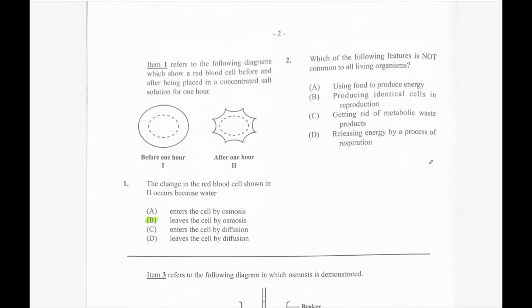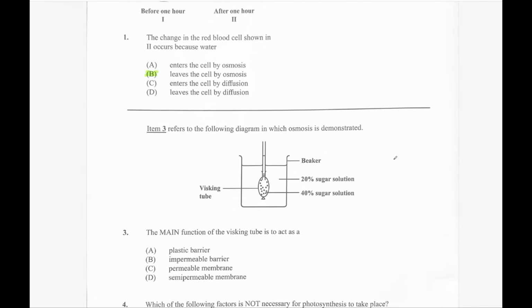Question 2. Which of the following features is not common to all living organisms? And that would be producing identical cells in reproduction. So B for question number 2.